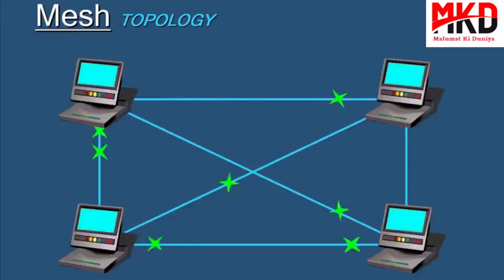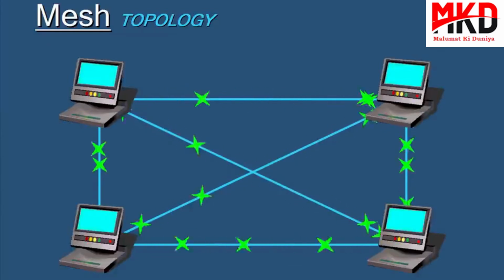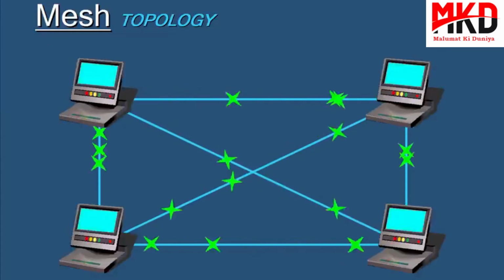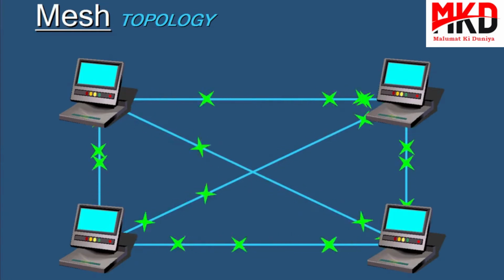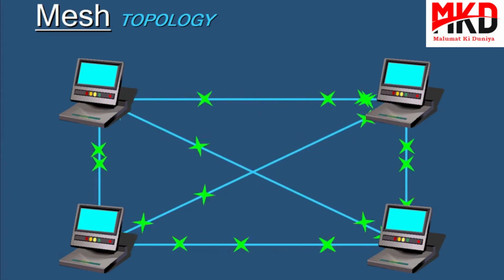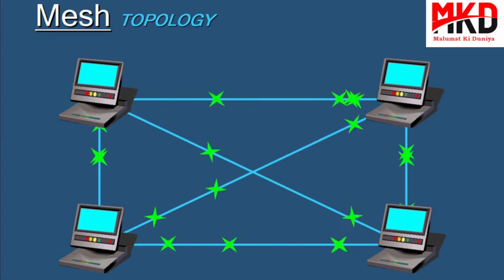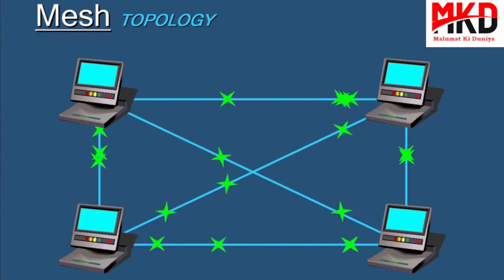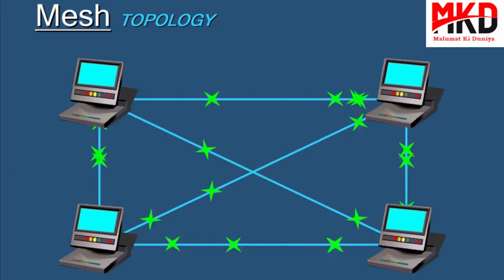And this is called the mesh topology. In a mesh topology, each computer on the network connects to every other computer on the network. So by having so many connections, it handles failure very well. In this illustration, there are 4 computers, with 3 connections on each computer, which makes a total of 12 connections for this network.